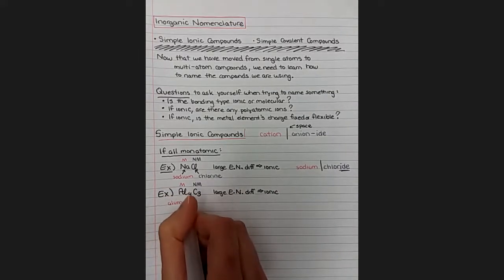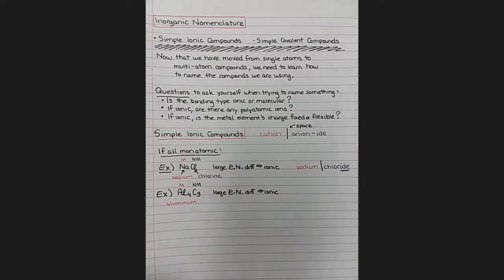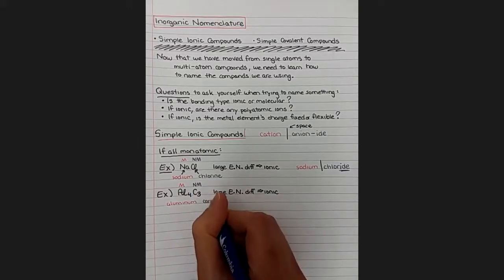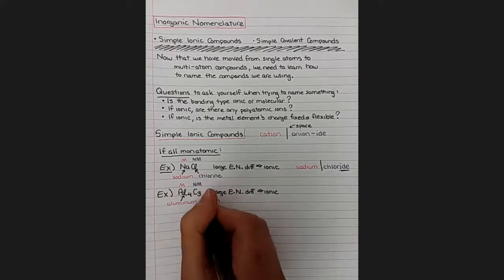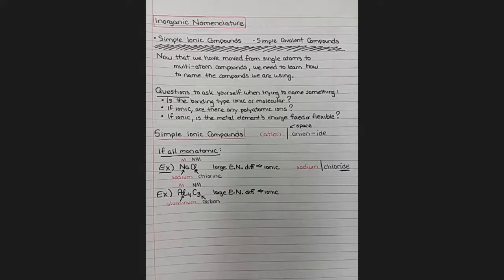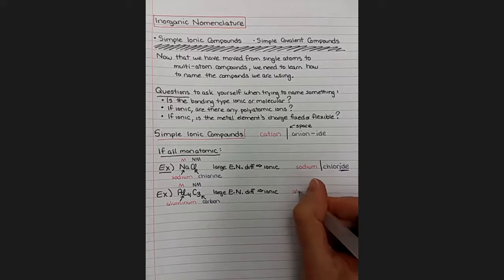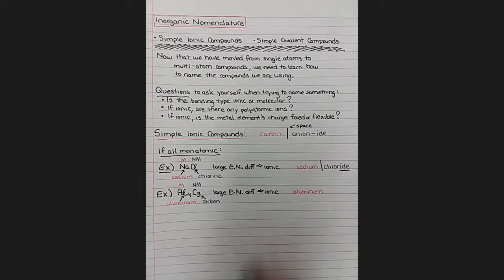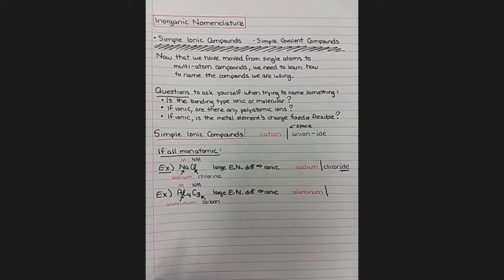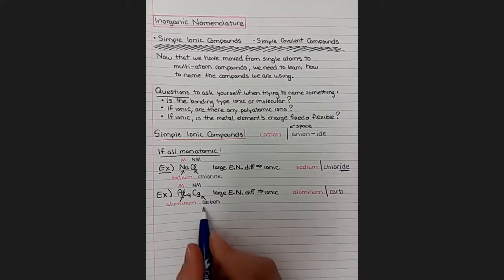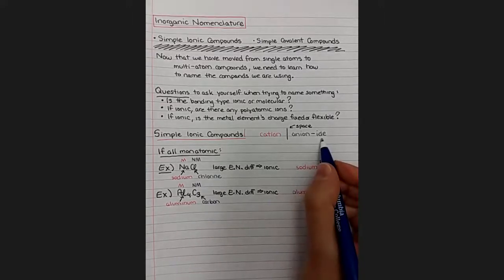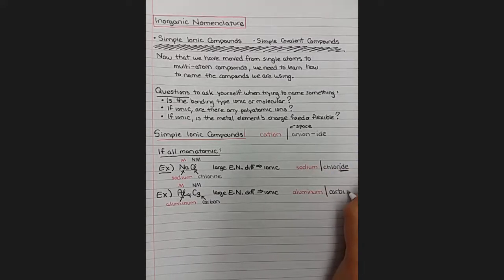So the cation is called aluminum. The anion is called carbon. And that's all we need to know to write the name. So we write the cation first, as is, aluminum, space, and then we write the anion name, which is carbon, but instead of writing carbon, we add an "ide" to the ending, and so we make it carbide.